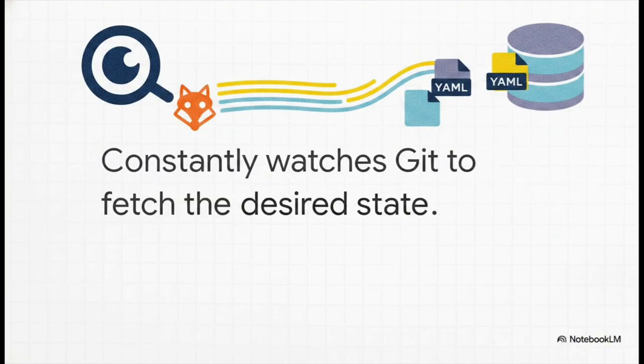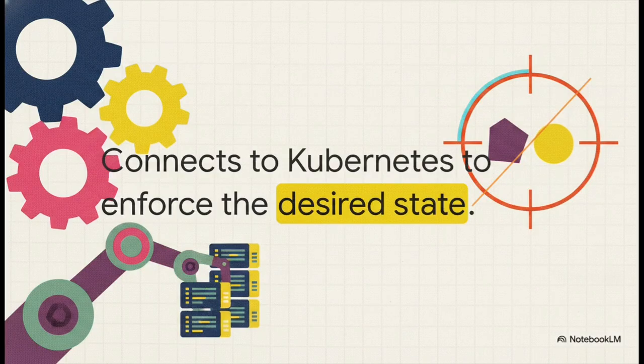First up on the roster is the repo server. Honestly, you can sort of personify this one as a hyper-focused, dedicated researcher. Its entire job in life is just to connect to your version control system, which is almost always Git, and constantly pull down the desired state. It fetches those declarative YAML manifests you've committed and holds on to a cached understanding of exactly what the infrastructure should look like. Next up, the application controller.